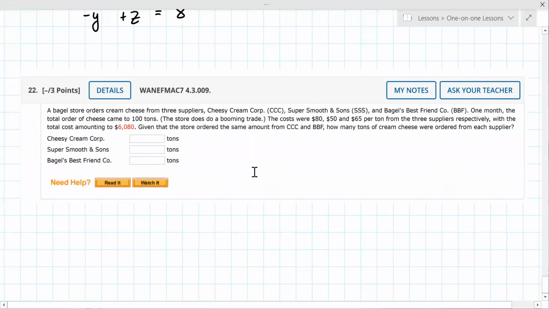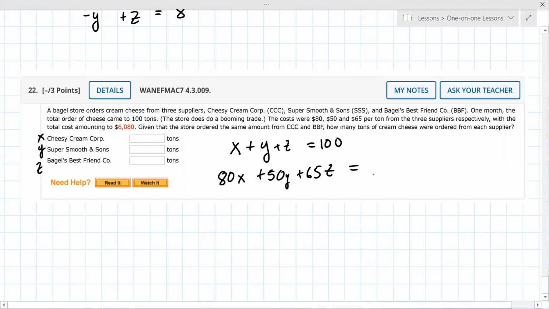All right, so bagel store orders, cream cheese, super smooth, and bagels best. Amazing. Okay. The costs, okay, so it says 1 month, the total order of cream cheese came to 100 tons. That's X plus Y plus Z equals 100 tons. The costs are given in the next equation. So that's 80X plus 50Y plus 65Z, and that equals 66,080. So the last one here is given that the store ordered the same amount from CCC and BBF. So that means that X equals Z.